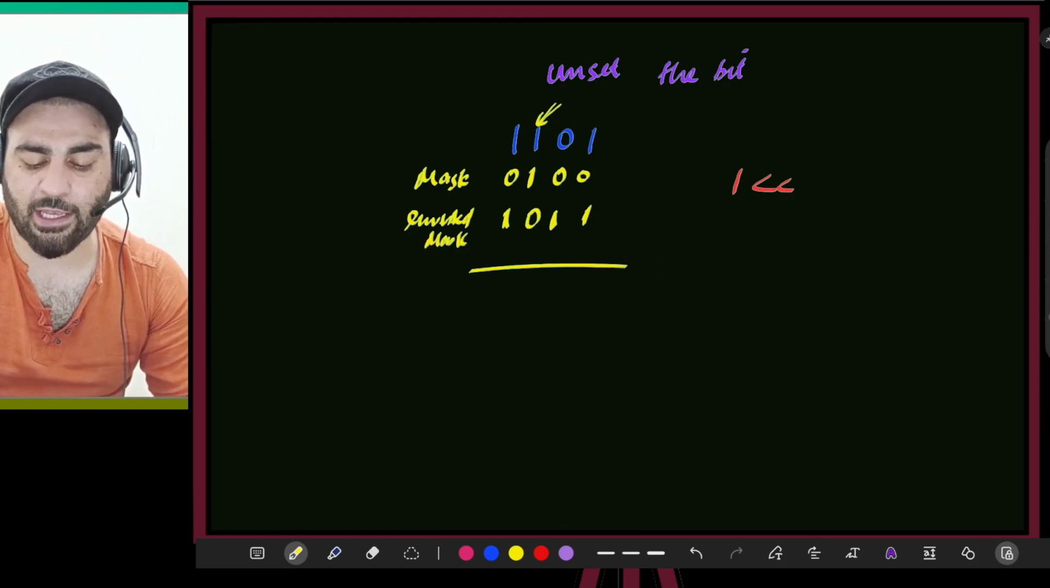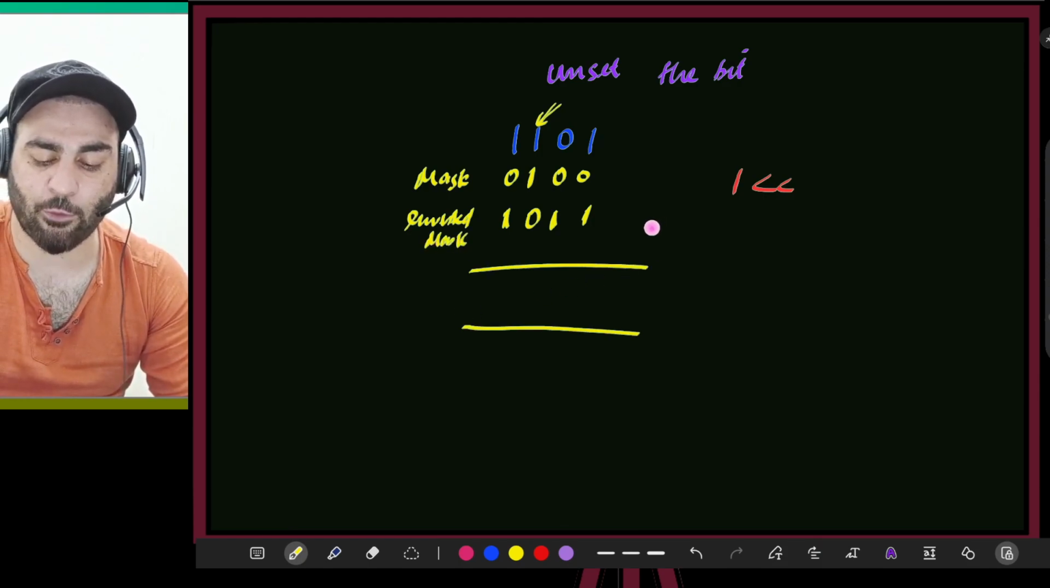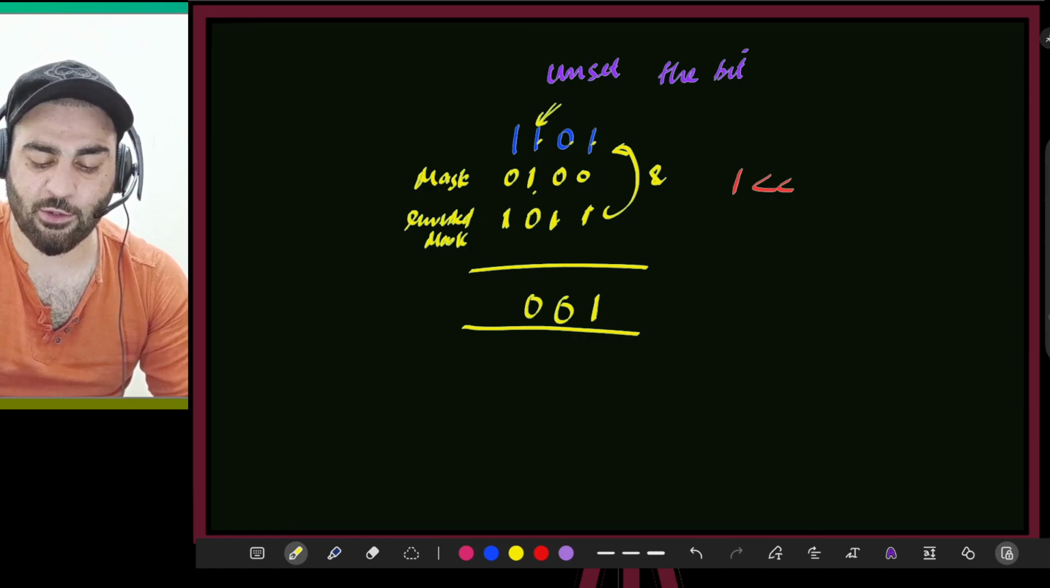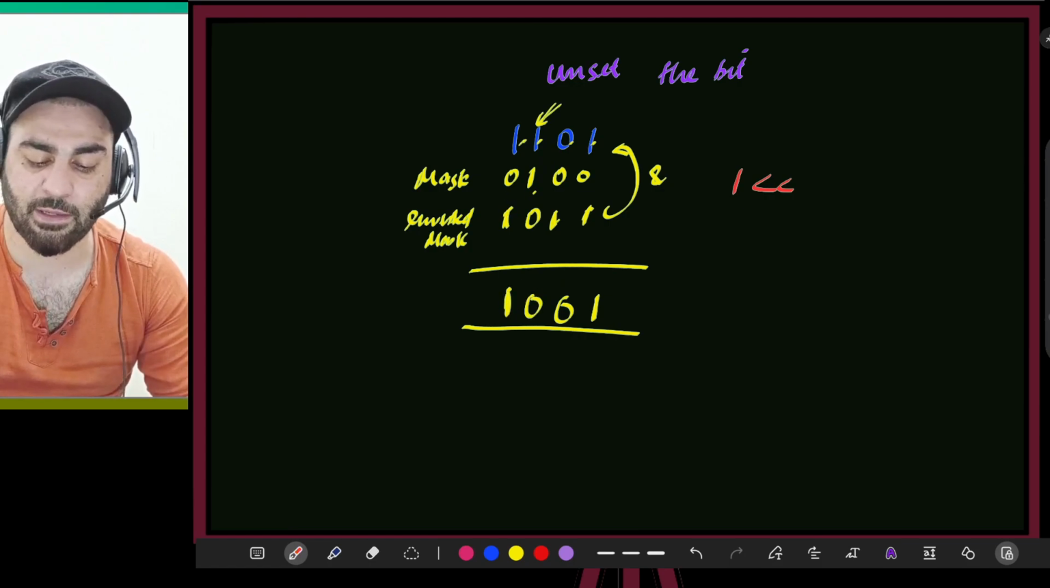Now I can unset, I can perform the AND operation between these two. 1 and 1 is 1, 0 and 1 is 0, 1 and 0 is 0, 1 and 1 is 1. So now you saw that this bit got unset, basically from 1 to 0.